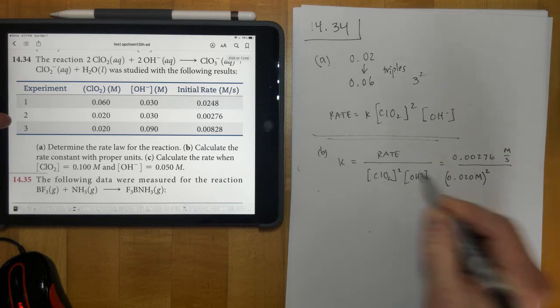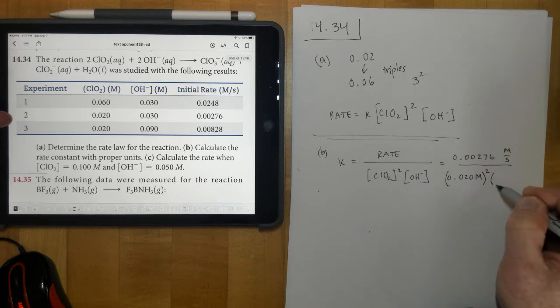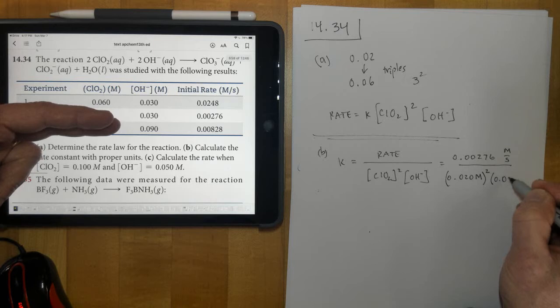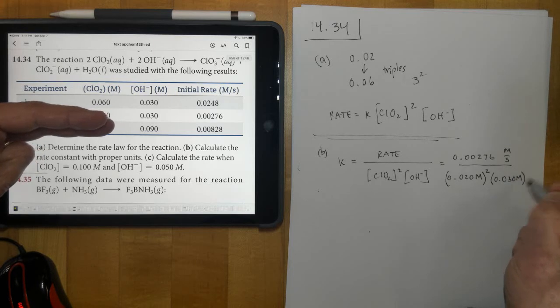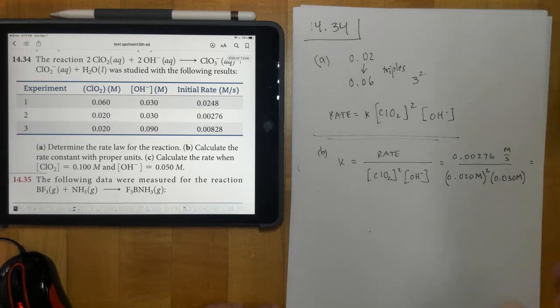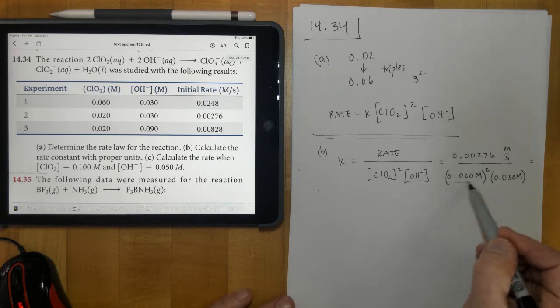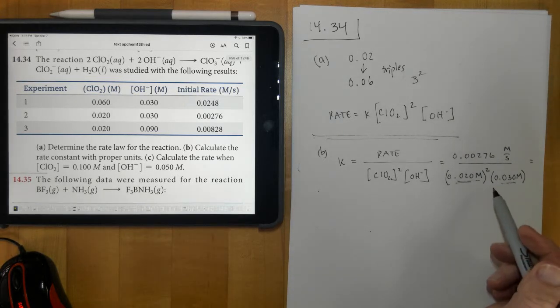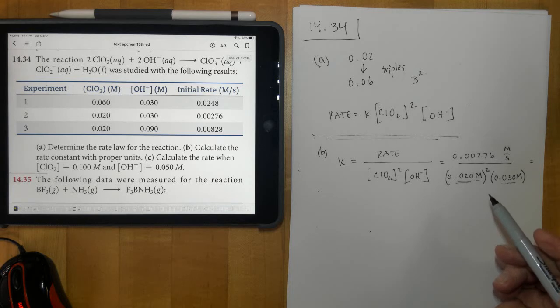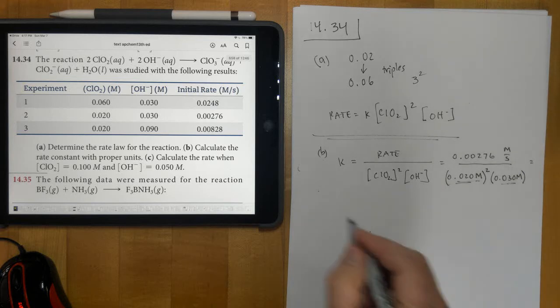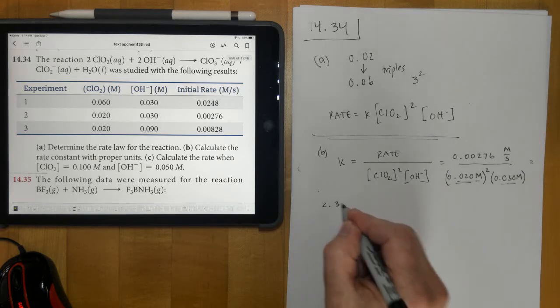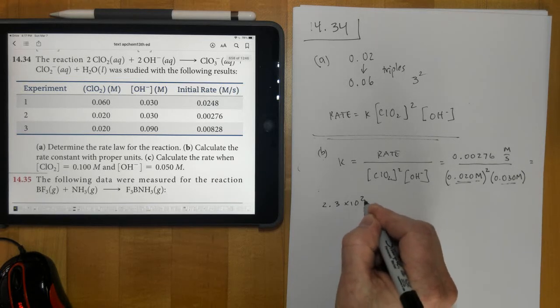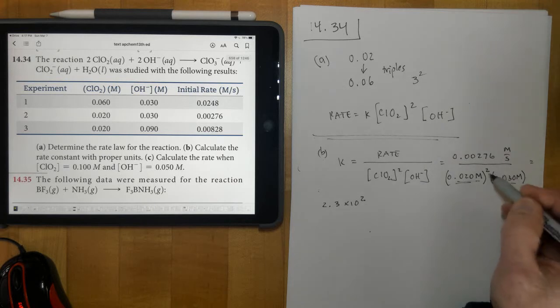Then we divide that by ClO2, which is 0.020, and that's the concentration in molarity, and don't forget to square it, because there's a squared here. And then the OH- is 0.030, and that's molarity as well to the first power. Now we take these numbers and divide them, don't forget to square this one, by these numbers right here. And then we end up with the rate constant equaling 2.3 times 10 to the second.